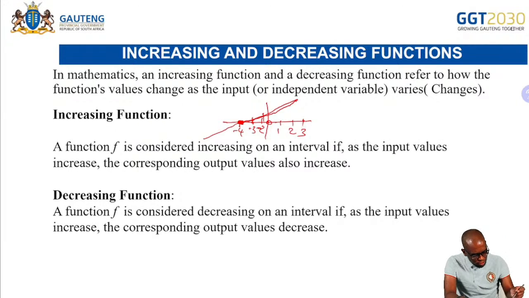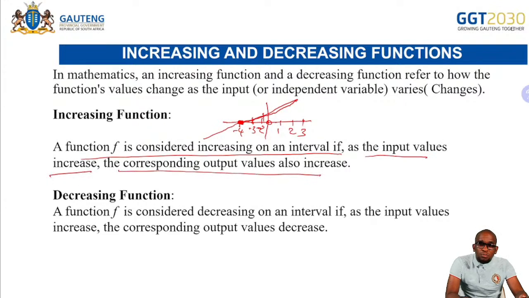It's very, very important. So here we indicated that in mathematics, an increasing function and a decreasing function refer to how the function's value changes as the input, or the independent variable, varies. Now, a function is considered to be increasing in an interval as the input values increase, corresponding to the output values. In the context of these functions, input we refer to as our x values, and the output we refer to as our y values. So as the x values increase, the y values also increase on a specific interval. If that happens, then we say the function is increasing.